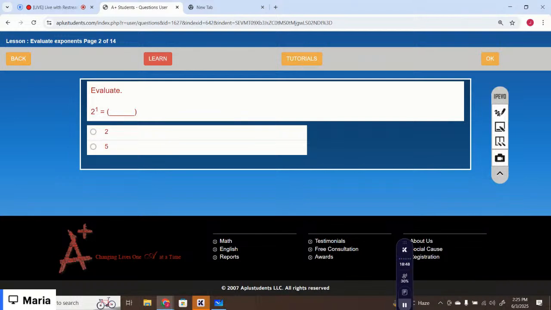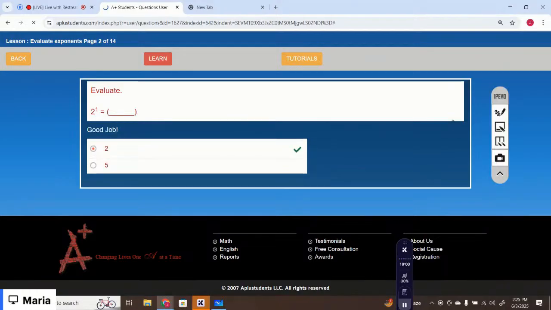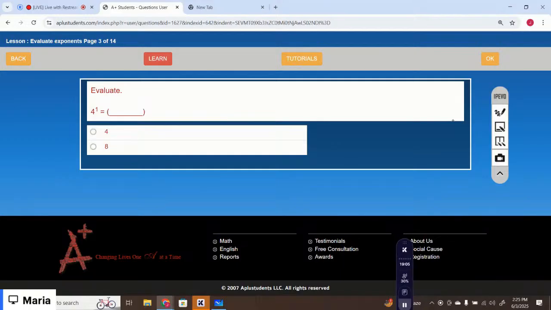2 exponent 1. 2 exponent 1 is 2. Option number 1 is the correct option. 4 exponent 1. 4 exponent 1 is 4. Option number 1 is the correct option.